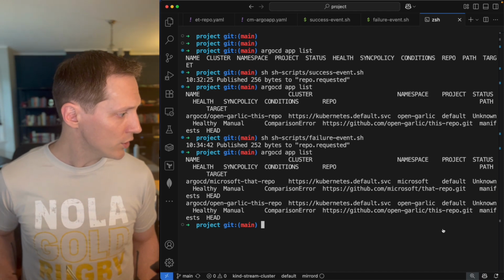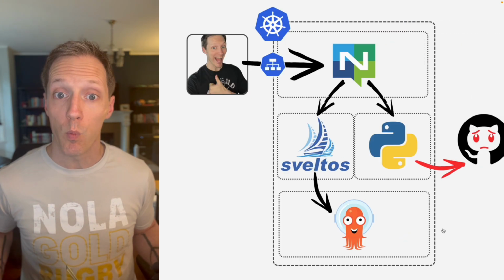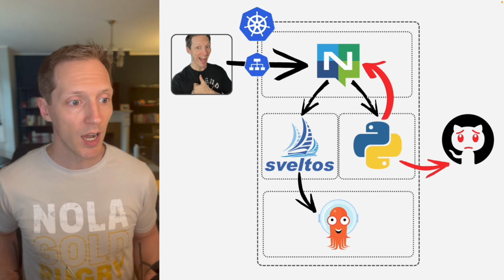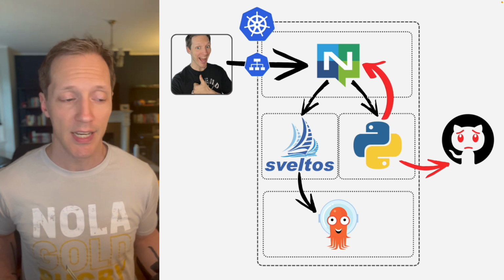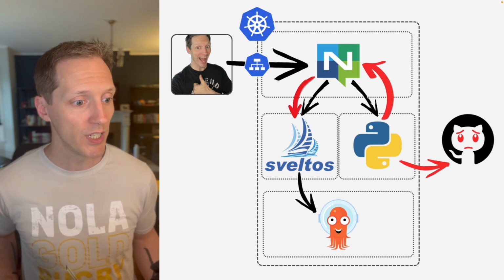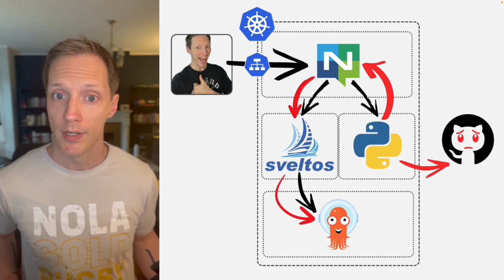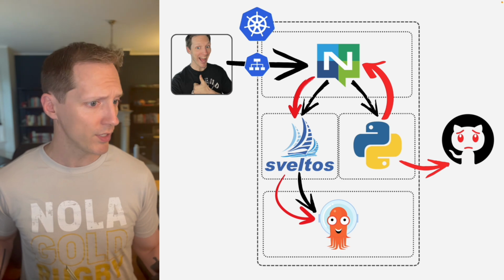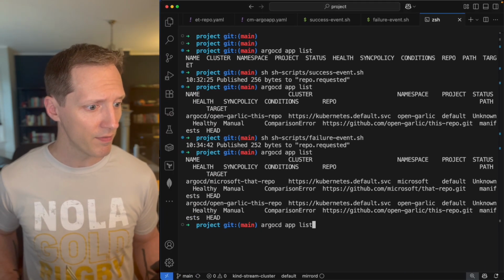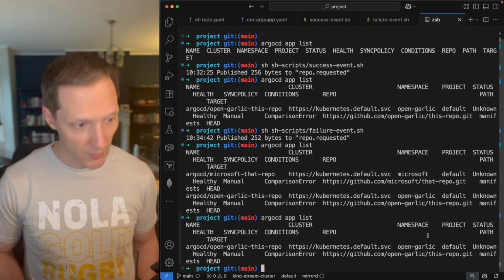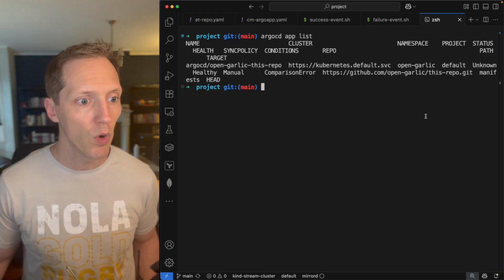So what do we want to happen here? Well, what we want to happen is for this Python app to send an error event up to NATS. Sveltos is going to receive that error event and delete the Argo app. Is that possible? Well, let's come back and see if that happened. App list, sure enough, there's only one. Here, I'll bring it back up to the top. App list, there's only one.